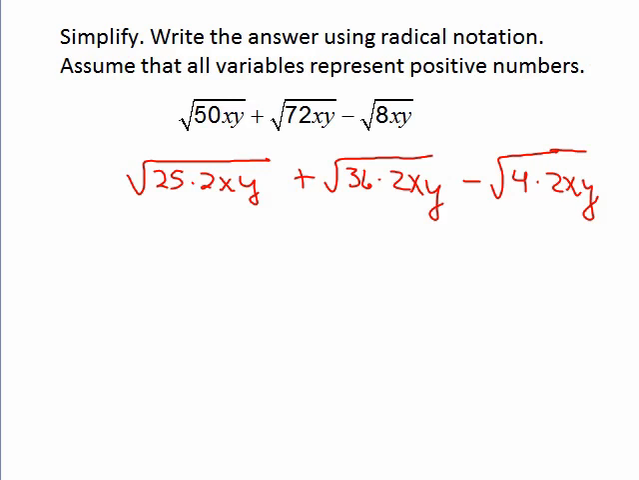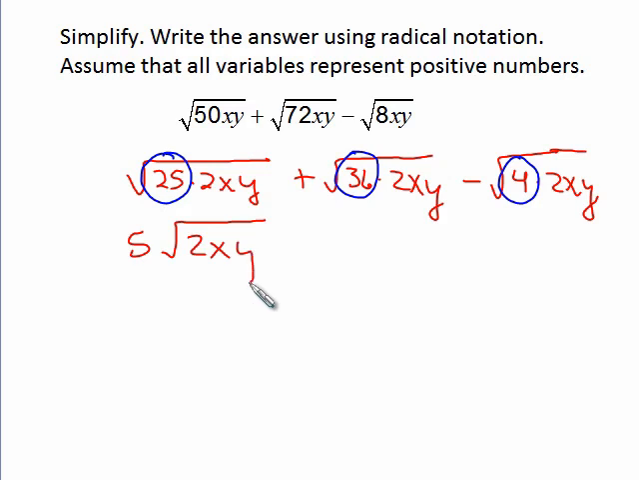So rather than writing that again, I'm going to go ahead and just circle my perfect squares, knowing that I'm individually square rooting those. So the square root of 25 will come out as 5. And then these, there's no perfect squares left, so we still have a 2 and an x and a y left. And the next term, I can take the square root of 36 separately, which is 6. But then there's no perfect squares left again, so I have 2xy.